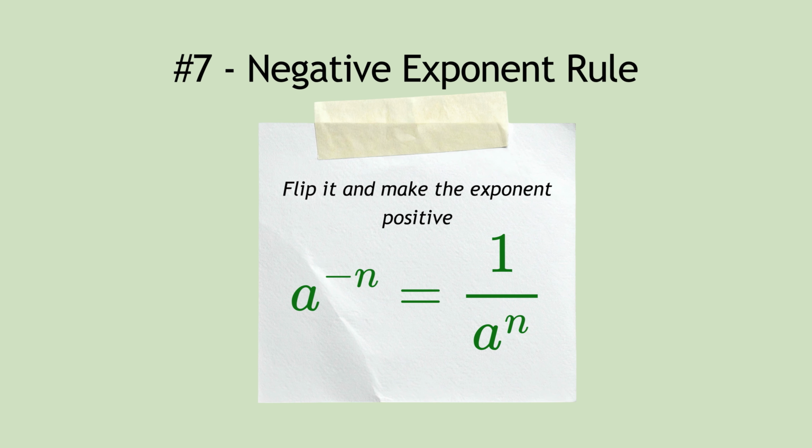Rule number 7, we're almost done. And this is my favorite rule, negative exponent rule. It is so easy. Watch this. Whenever you have a negative exponent, you're going to flip it and make the exponent positive. Boom, you're done. So in our formula, we have a to the power of negative n equals, and when I say flip it, I mean turn it into a fraction. We have 1 over a to the power of positive n. So whenever you have a negative exponent, you're going to take that power, which is the base and the exponent, put it in the denominator, make your exponent positive, and put a 1 on top. Let's look at some examples.